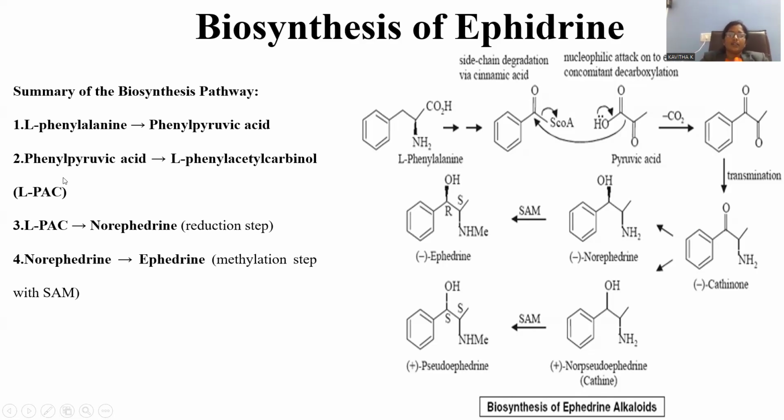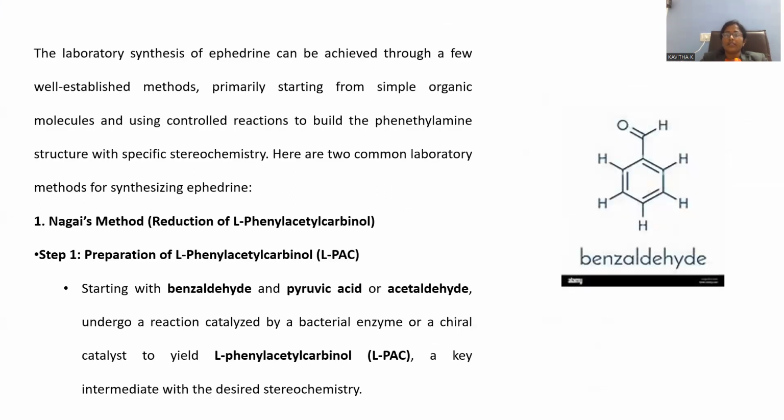Let me give the conclusive steps in this biosynthetic pathway. Initially, phenylalanine was taken, that will be transformed into phenylpyruvic acid. Phenylpyruvic acid is further turned into phenyl acetylcarbinol. Phenyl acetylcarbinol is now reduced into norephedrine. Norephedrine is methylated, giving ephedrine as the product. These four steps are required within the plant in order to convert phenylalanine into an ephedrine molecule. This is the biosynthetic pathway.